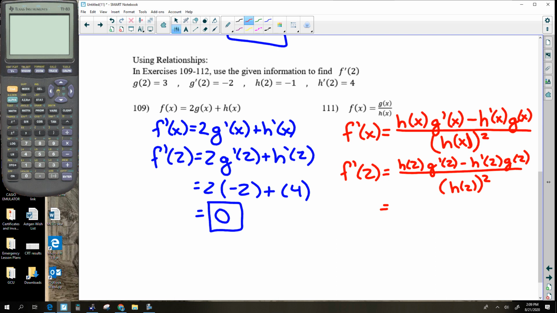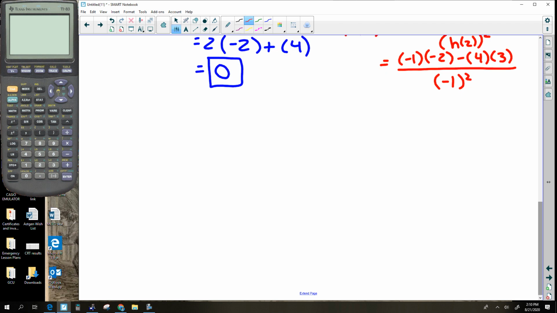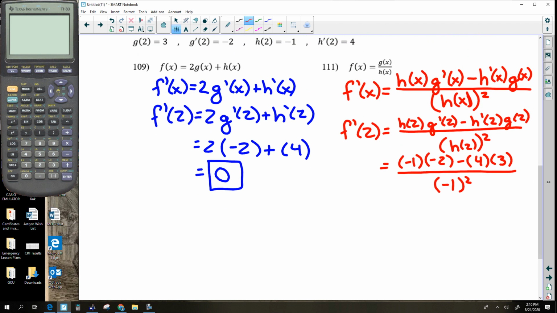All right, let's put in some numbers. H of 2 is negative 1. G prime of 2 is negative 2. H prime of 2 is 4. G of 2 is 3. H of 2 is negative 1. So this is going to be what? 2 minus, I almost said 7. I'll try that again. 2 minus 12 over 1 is negative 10.